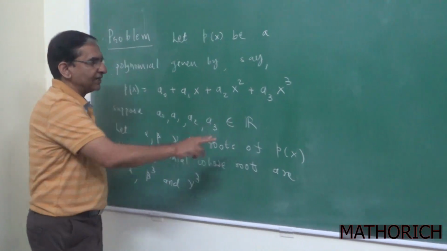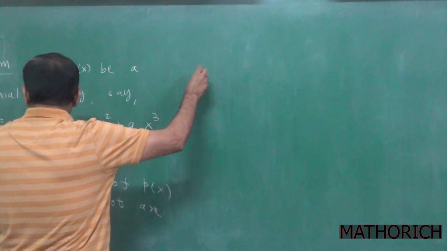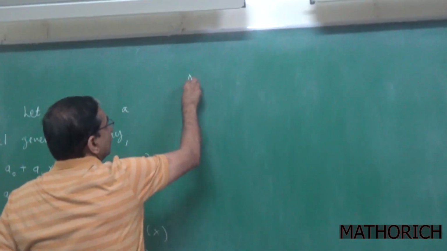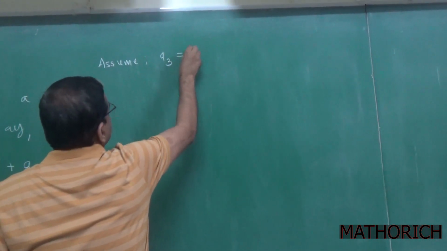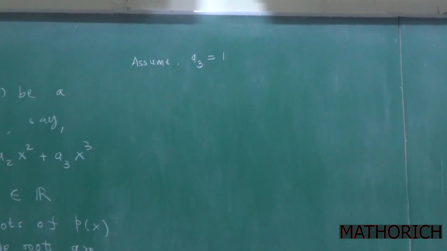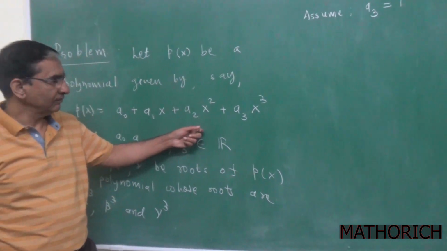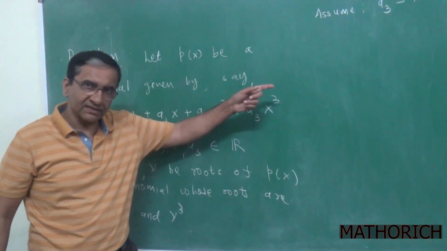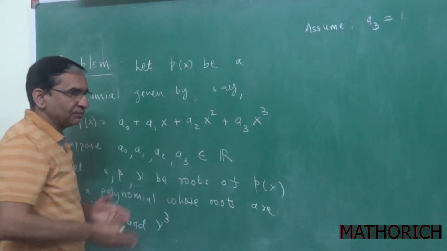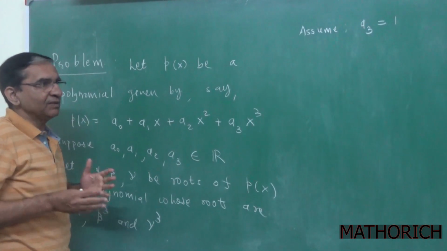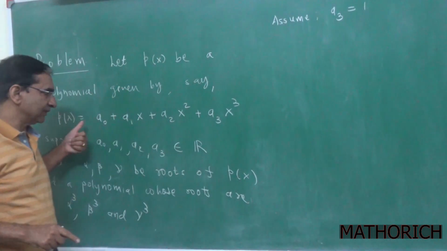For the time being, I assume that this coefficient is 1. So suppose P(x) is a monic polynomial. So assume that a3 is 1, so that the polynomial is monic. Then to every monic polynomial we can associate a matrix which we can call the companion matrix of that polynomial. By that I mean that the characteristic polynomial of that matrix is the given polynomial.